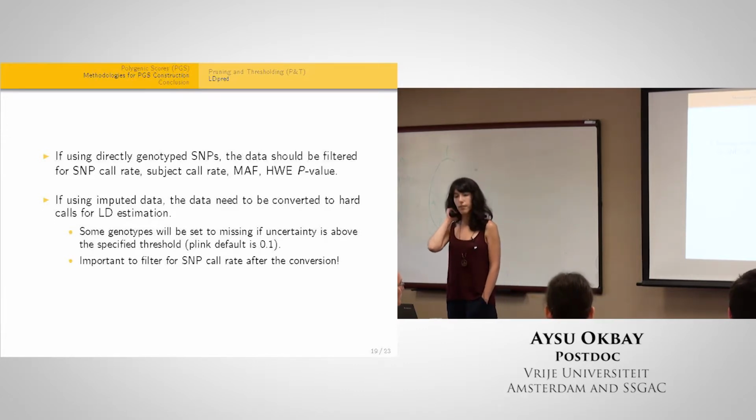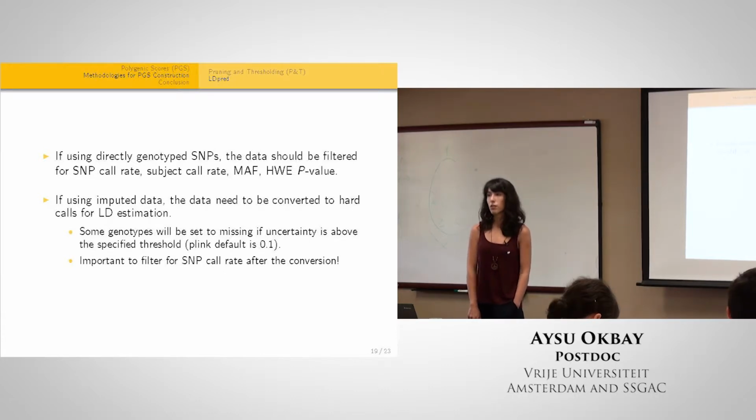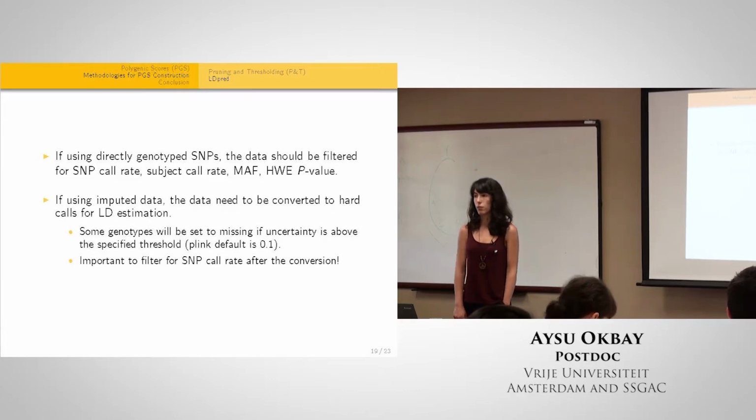So if you're using directly genotyped data and if it hasn't been QC'd at all, you should impose some QC filters. You should filter for call rate on the SNP level, call rate on the subject level, minor allele frequency, Hardy-Weinberg p-value. So you just drop your unreliable SNPs. And the call rate filter is kind of important because you're estimating LD. So if a SNP is only genotyped successfully in like 5% of your sample, you're not going to have a very good LD estimate for that SNP with other SNPs. So it's important to impose a strict call rate filter here.